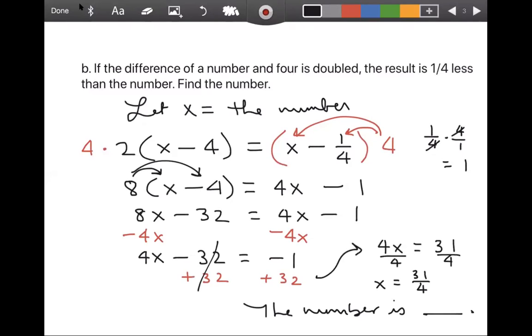Now you may be wondering, what form should I write that answer in? Should I leave it as 31/4? Should I change it to a mixed number? Should I change it to a decimal? Well, if you're asking me, the answer is I don't care. All right. As long as it's correct.